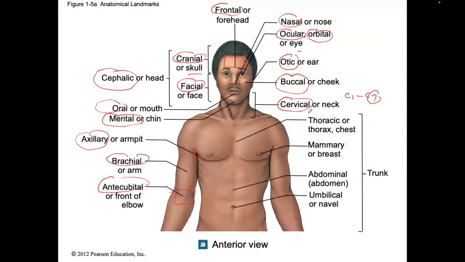When we talk about the chest, we'll say thoracic or thorax. When we talk about the breast, mammary, like mammary glands. When we talk about the abdomen, it's the abdominal region or the abdominal cavity. And the belly button is the umbilical region. All of these combined, we say they make up the trunk.